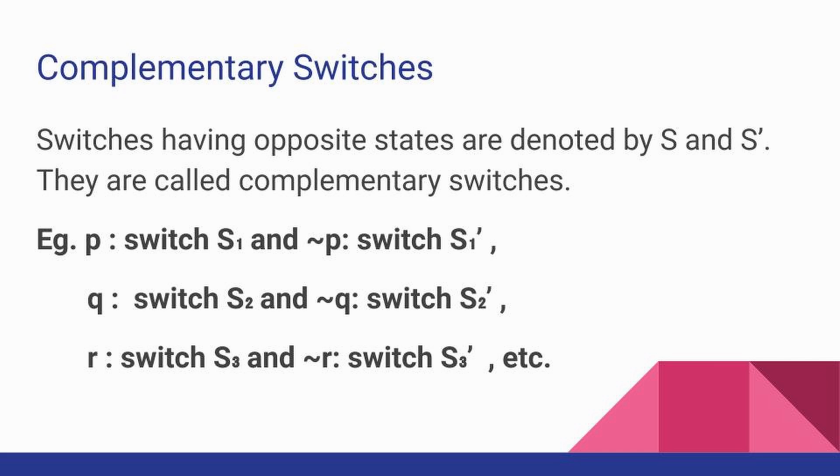For example, we have P as switch S1, so negation P will be switch S1 dash. Q as switch S2, negation Q as switch S2 dash. R as switch S3 and negation R as switch S3 dash, etc.